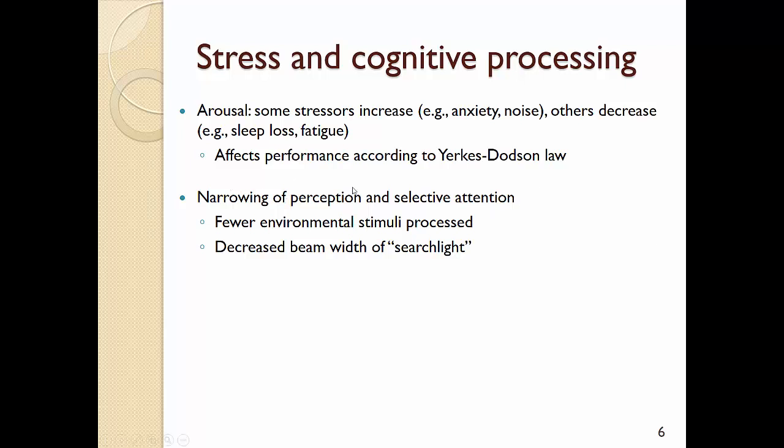There is this narrowing of selective attention, perception, related to selective attention. So remember, this is the guy with the spotlight, and what happens is it artificially narrows that beam if it's higher levels of stress. So the beam width decreases, but it's also brighter, right? So it's essentially artificially focusing my attention on potential stressors.